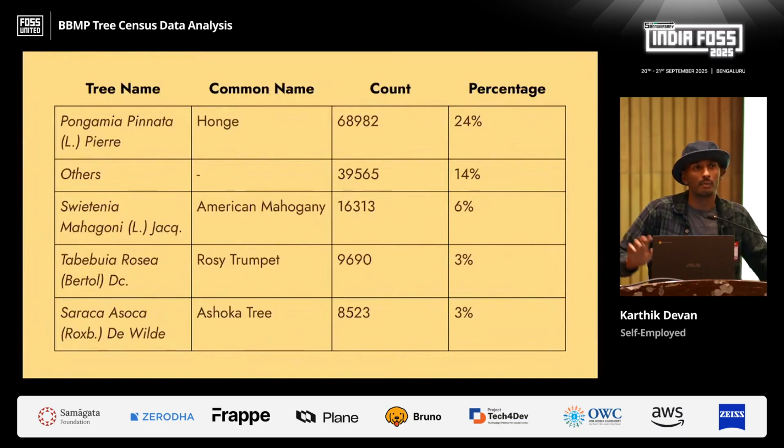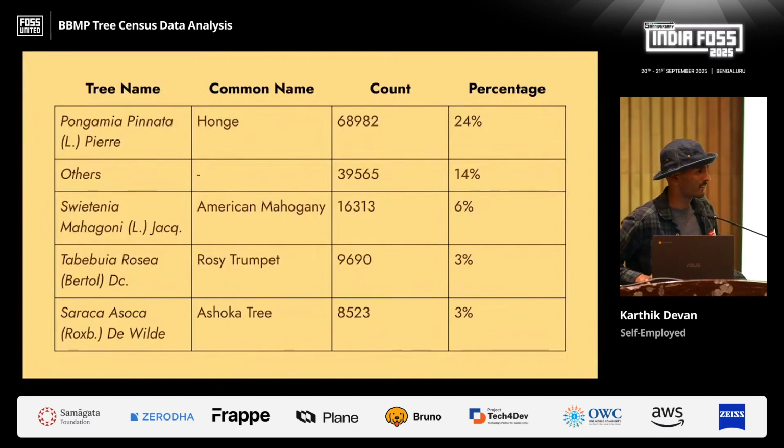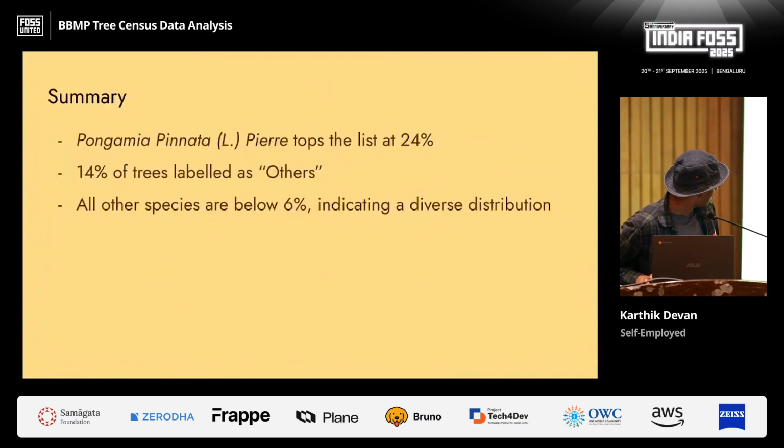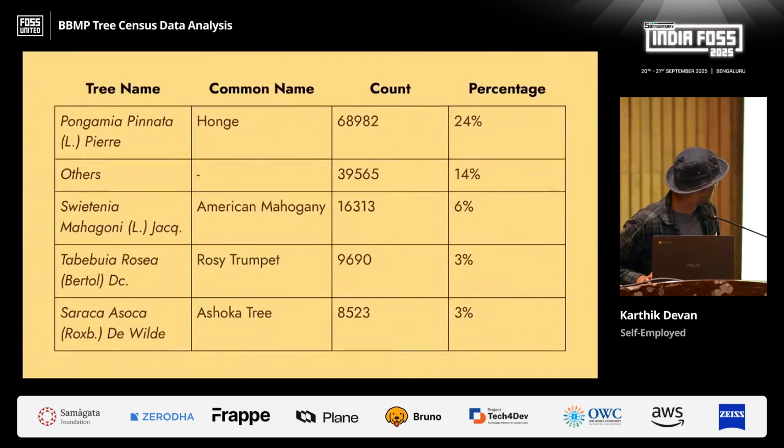I don't know if most of you might have heard about this in your environmental science textbooks. I think when you were growing up in the early 2000s, there was a lot of research going on where they were trying to extract biodiesel from the seeds of this tree. So you might have heard about this tree in that context. And there's also American mahogany, rosy trumpet, and Ashoka tree.